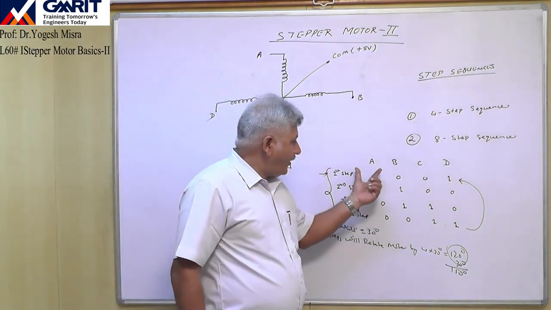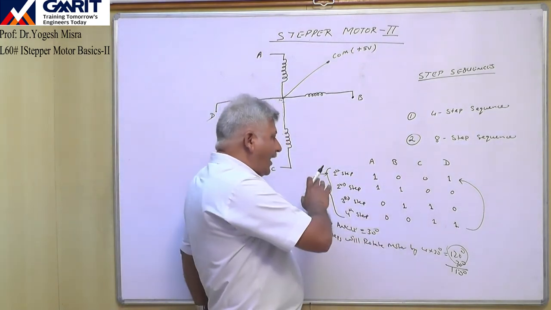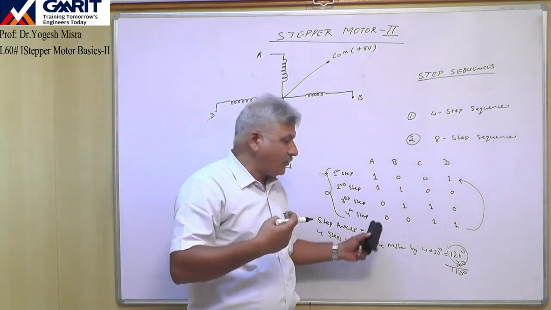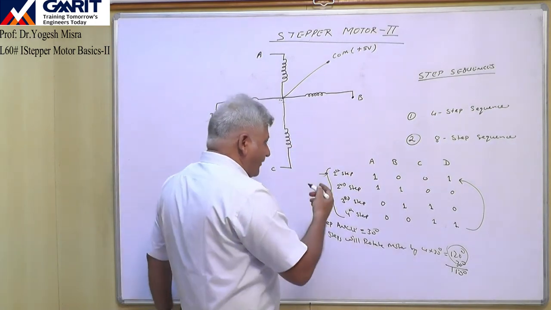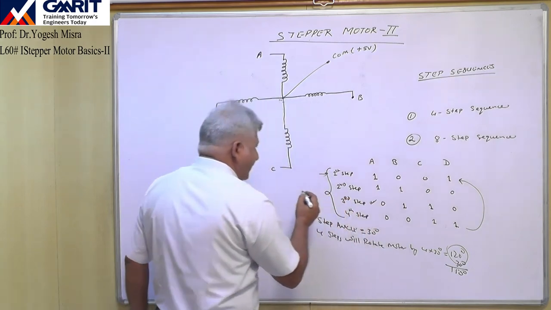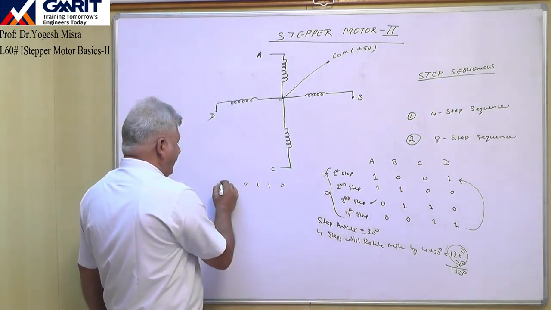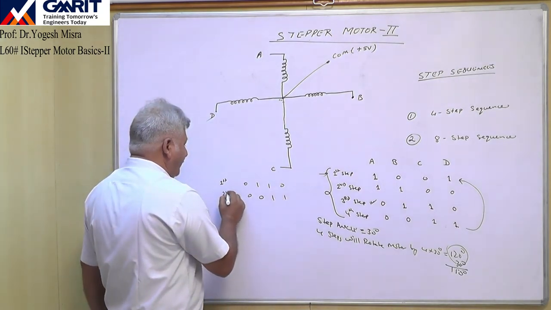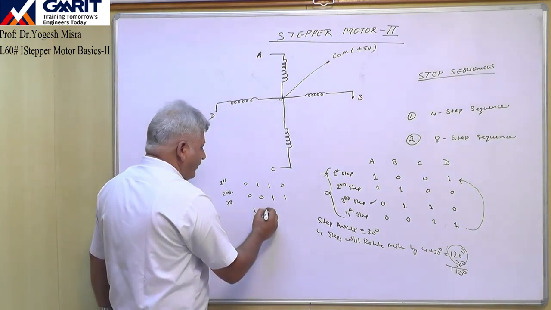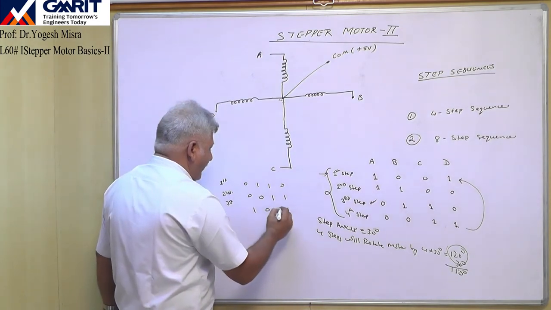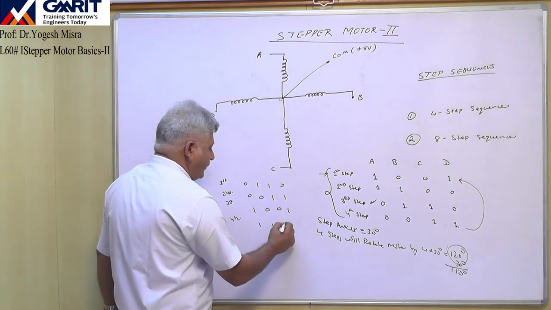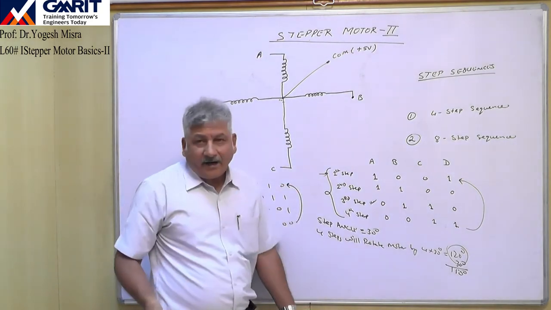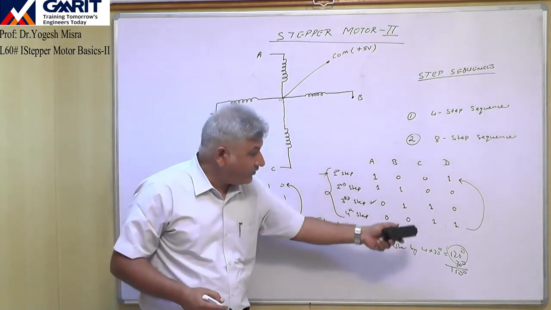So now we have to follow these sequences. You can start with any of the sequence, but after starting with any sequence, the remaining sequence should follow the same pattern. For example, suppose this is our first step, 0 1 1 0. So the next step will be 0 0 1 1. This will be our second step. And the third step will be 1 0 0 1. And the fourth step will be 1 1 0 0. Then after this, again the first step will be repeated. So you can start with any step, but the sequence should be the same.